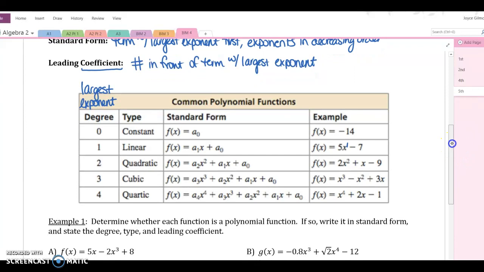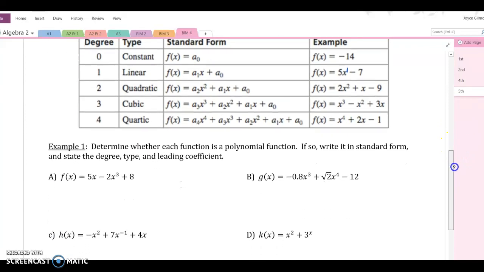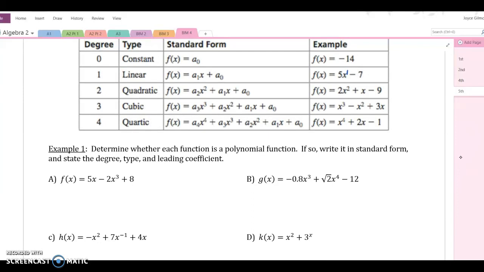In example 1, we need to decide if the function is a polynomial or not. In order for it to be a polynomial, it needs to have real number coefficients and positive real number exponents. So really, in a few of these examples, I'm going to show you when it is not a polynomial based on when it doesn't have those things.